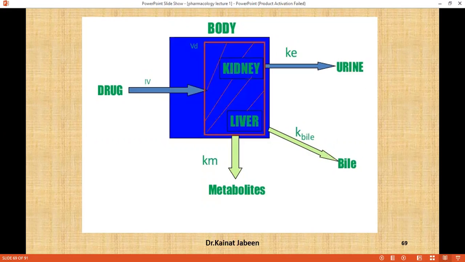So now the body has to convert the drug into the hydrophilic form. It will enter into the liver and be converted into metabolites by enzymes. If the metabolites are active, they are going to perform their desired action, and the inactive metabolites are going to be excreted through the urine.